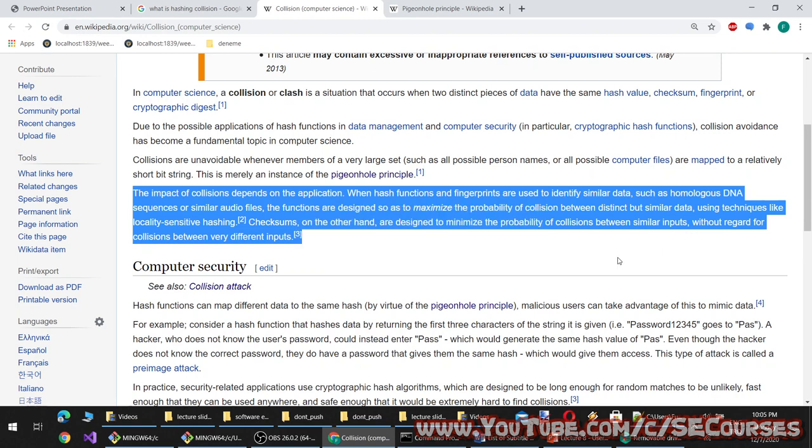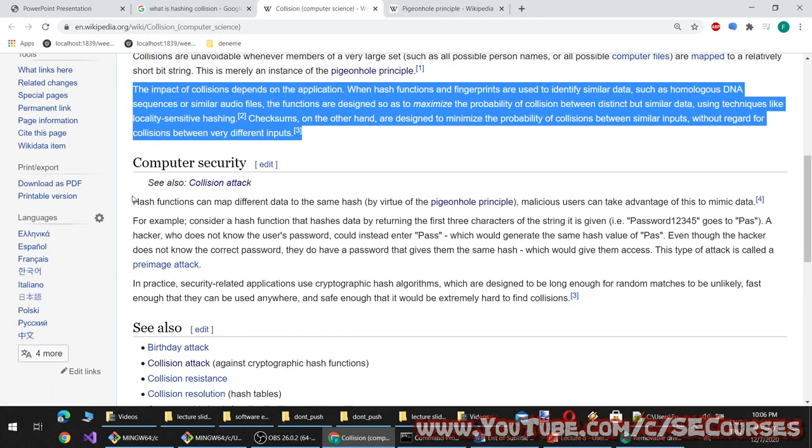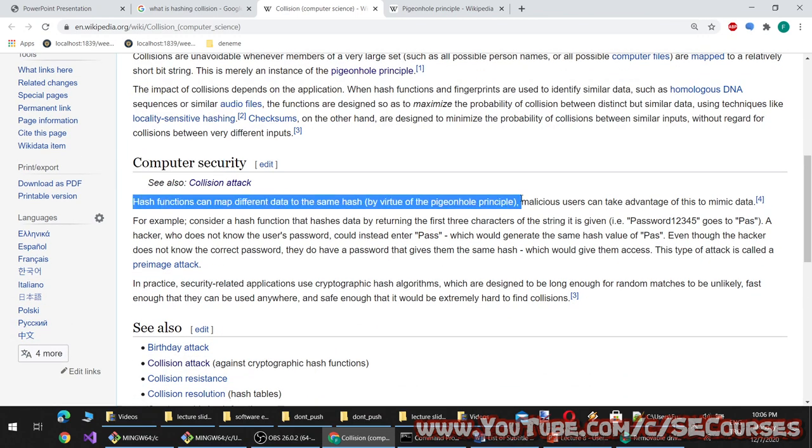The impact of collisions depends on the application. When hash functions and fingerprints are used to identify similar data, such as homologous DNA sequences or similar audio files, the functions are designed to maximize the probability of collision between distinct but similar data, using techniques like locality-sensitive hashing. Checksums, on the other hand, are designed to minimize the probability of collisions between similar inputs, without regard for collisions between very different inputs. So in computer security, let's read about that.